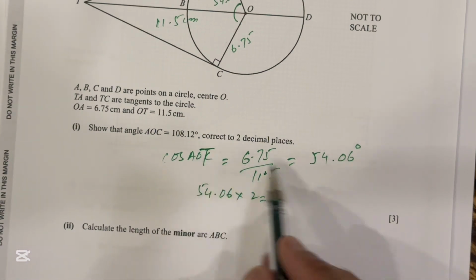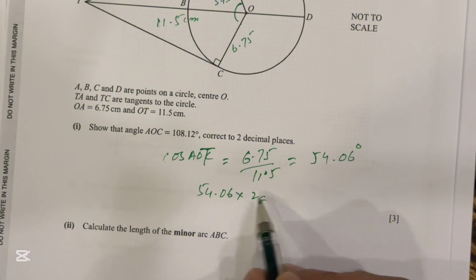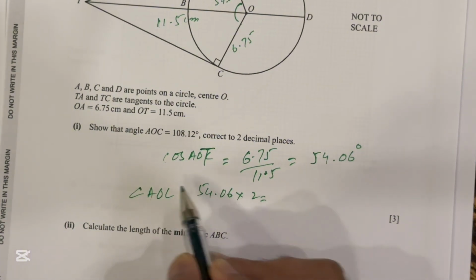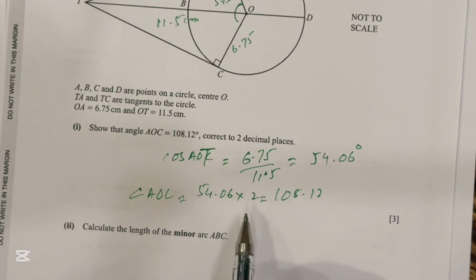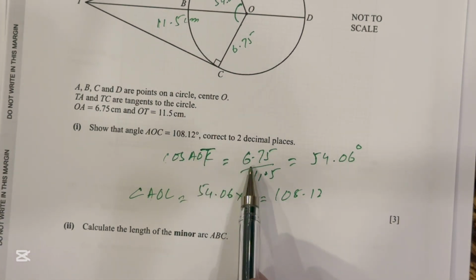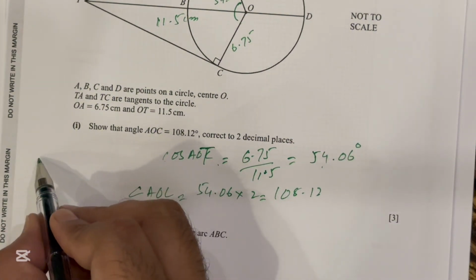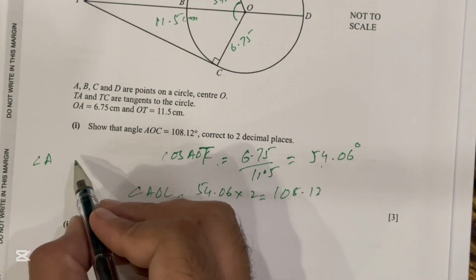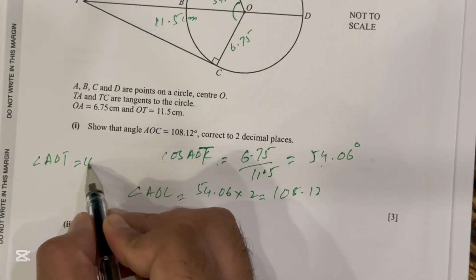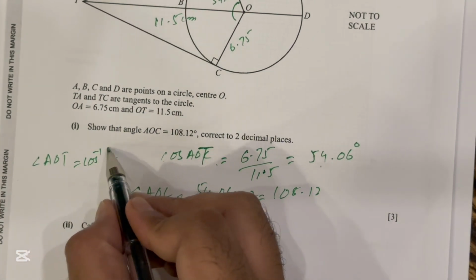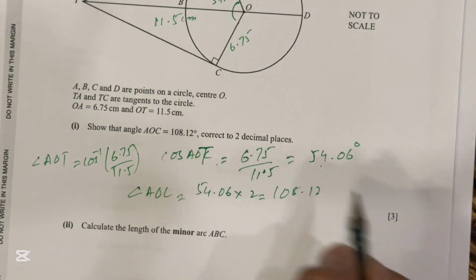You have to remember, take the inverse to get this answer. So 54.06 doubled will be equal to 108.12. Okay, I have just skipped one step. You have to take the inverse to get this answer. Let me write it like that. Angle AOT is equal to cos inverse of 6.75 divided by 11.5.